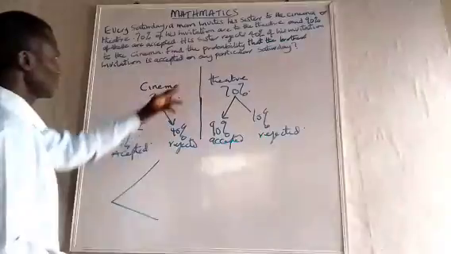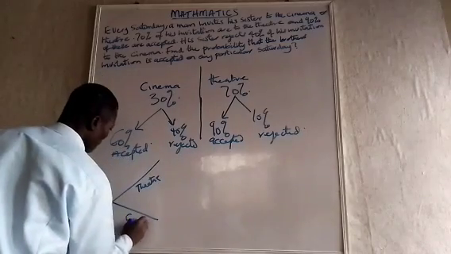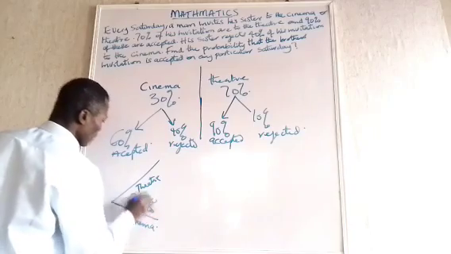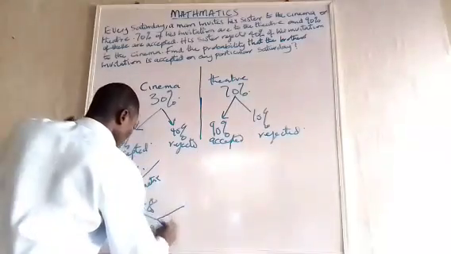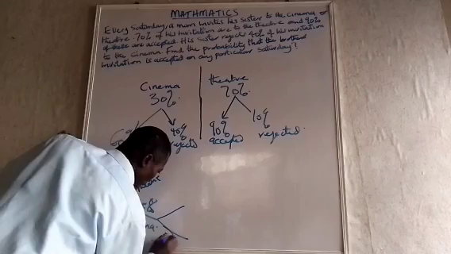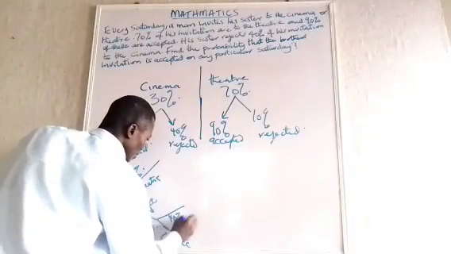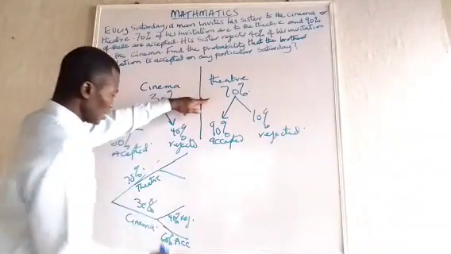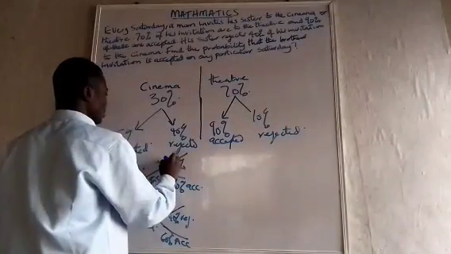So from here, we have theater, cinema. And we know that this one is 30%, and this one is 70%. Now for the cinema, we know that 60% is accepted, 40% is rejected. And for this one too, 90% is accepted, and 10% is rejected.